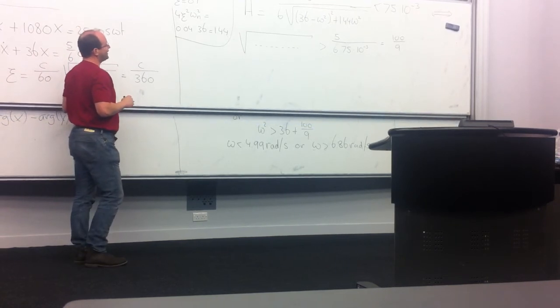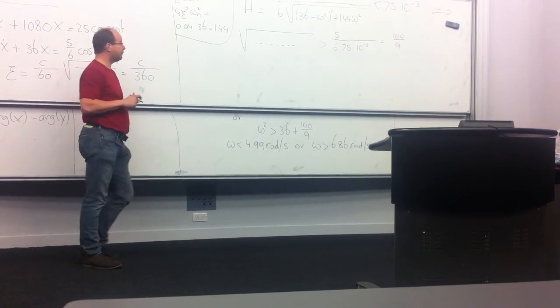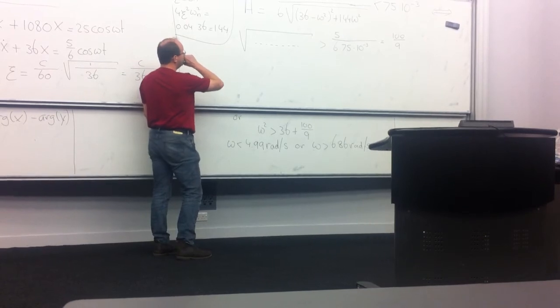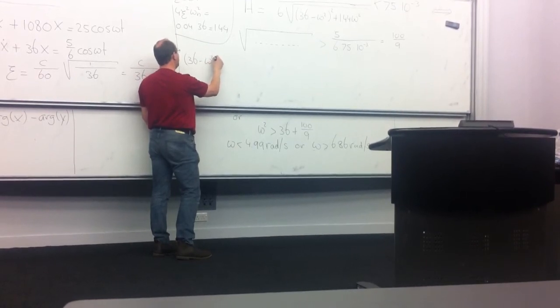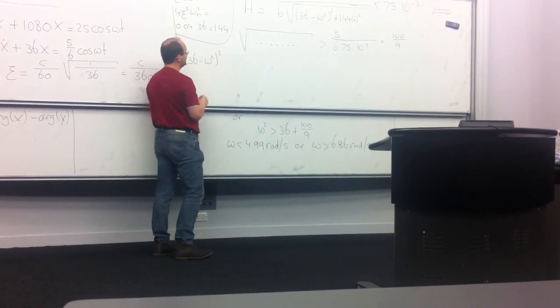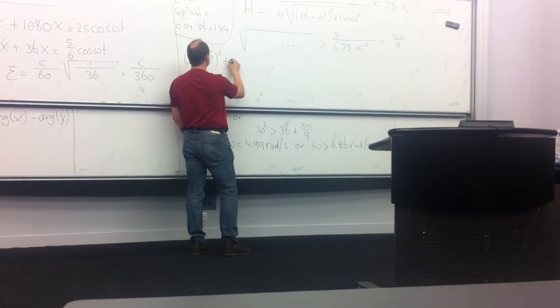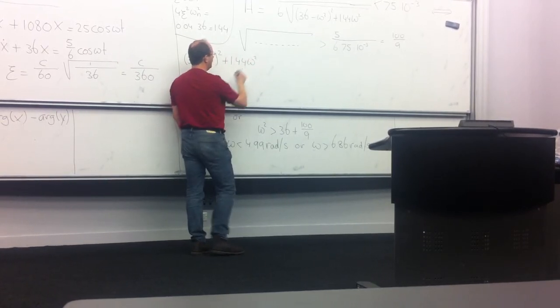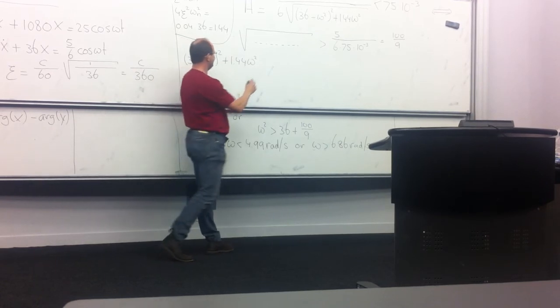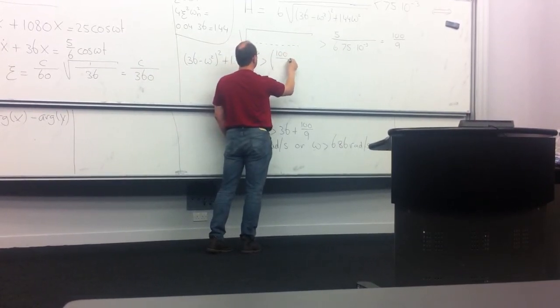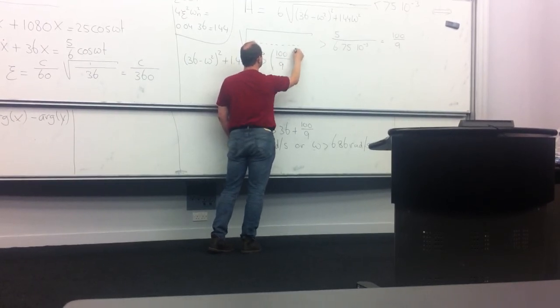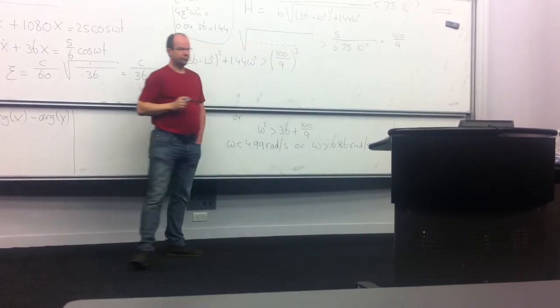Okay, now, next step is square everything. So if I square the square root, I get 36 minus omega squared, squared, plus 1.44 omega squared has to be larger than 100 divided by 9, squared.